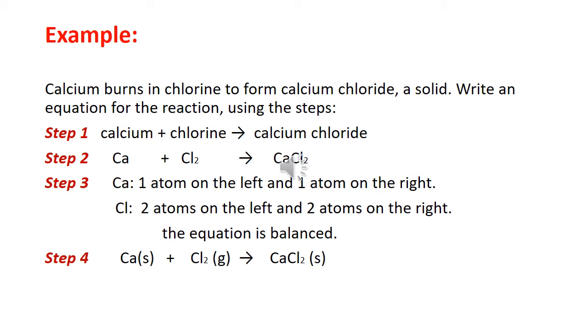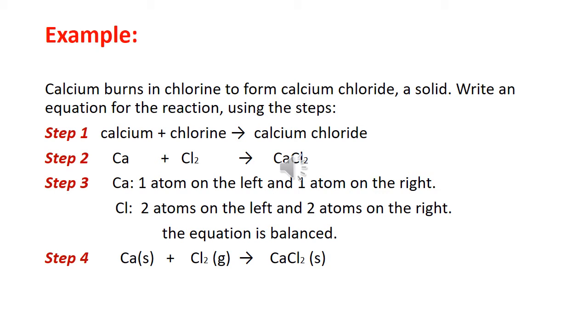That is step number 1. We have written it in words. Step number 2, write the symbol for calcium, that is Ca, and for chlorine Cl2, because it always comes as a diatomic molecule. Then gives calcium chloride, CaCl2. This is the symbol equation for the word equation.